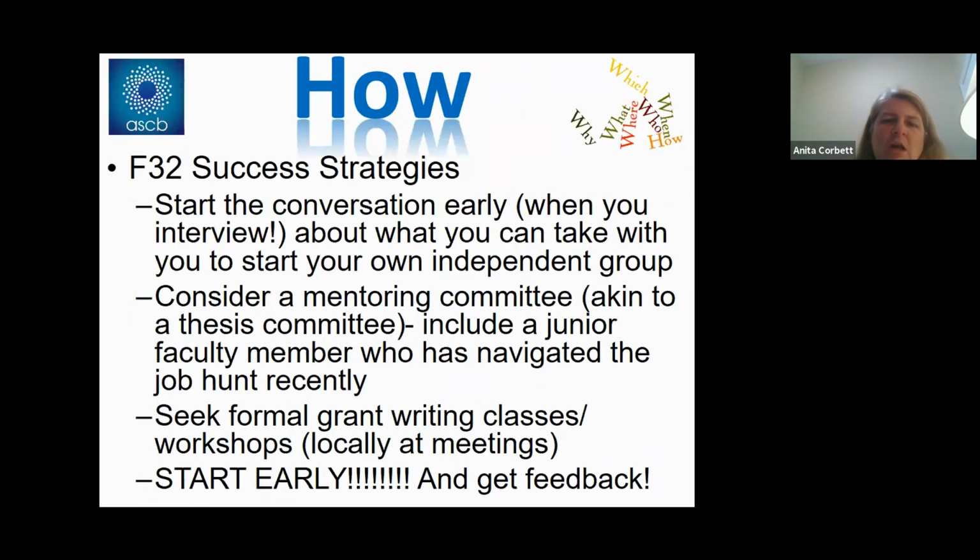And so these are some points that I find to be very helpful and specific to the F32 or the postdoctoral part of this. One of the points is: start the conversation early about what you can take with you to start your own independent group.